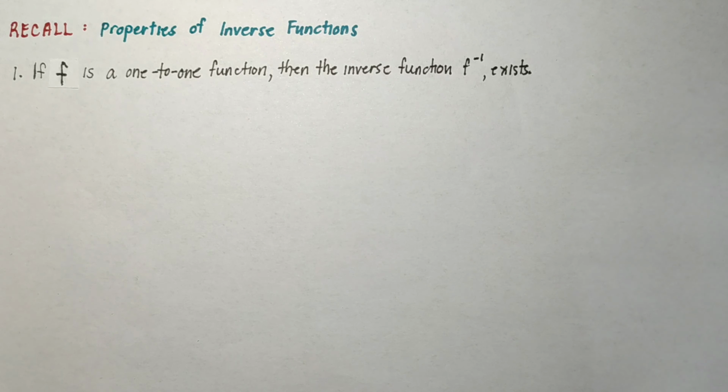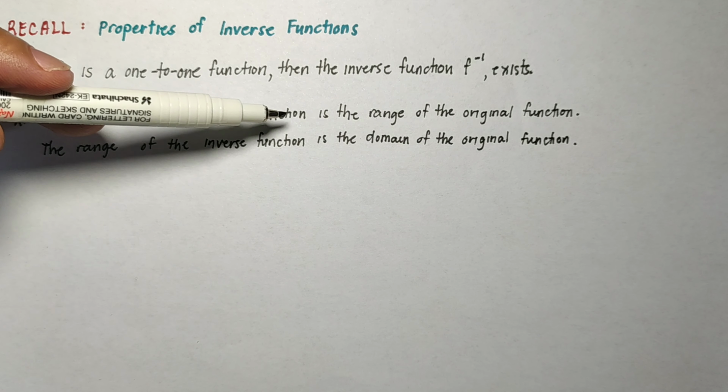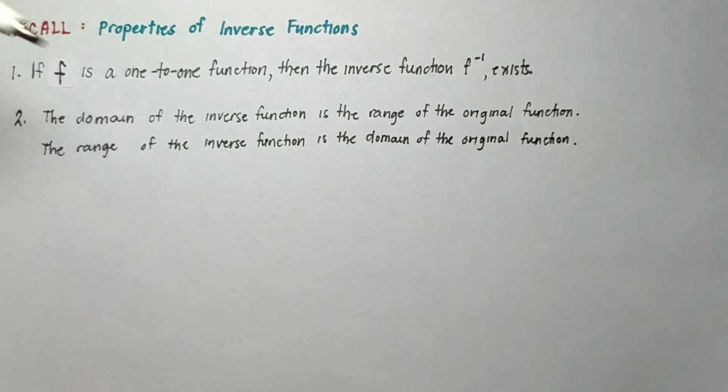Okay, property number 2. The domain of the inverse function is the range of the original function. Also, the range of the inverse function is the domain of the original function. So how is that?